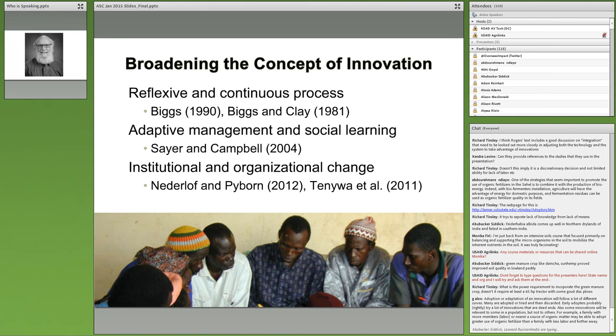Some studies move beyond the studying of the diffusion of static innovation to the study of the innovation process itself, describing innovation as a reflective and continuous process in which actors seek to maintain equilibrium with their constantly changing environment. They're doing contingent decision making. It's not a static moment that you can capture and model at that time. As things change, as climate changes, as the market changes, decision making must adjust and adapt. Saren Campbell described the process of innovation in terms of adaptive management and social learning, recognizing that knowledge is a fluid, constantly changing outcome of socio-material relations. Recent work has applied this revised conception of innovation that comprises institutional and organizational change.